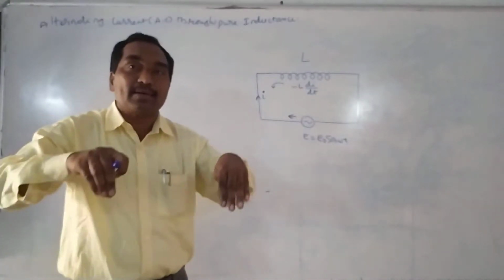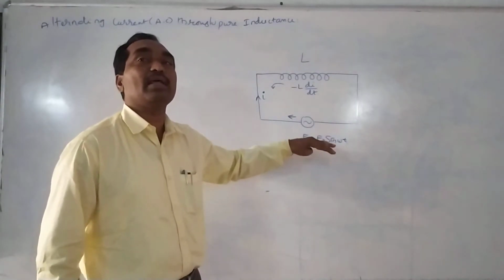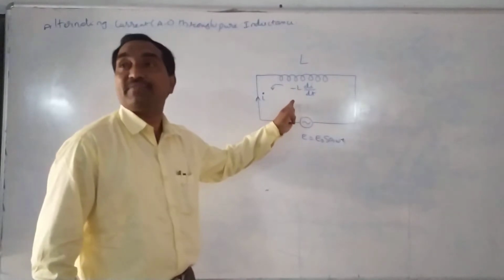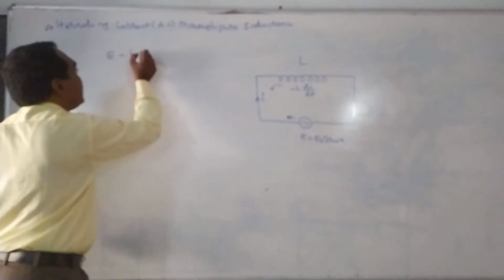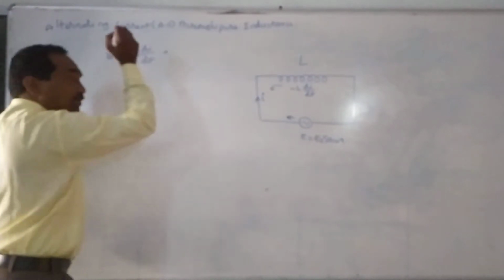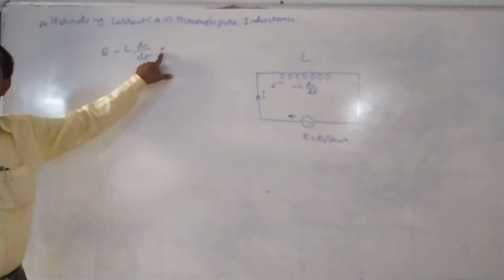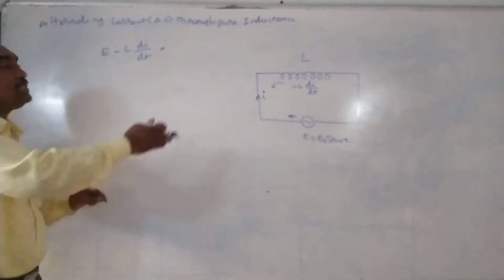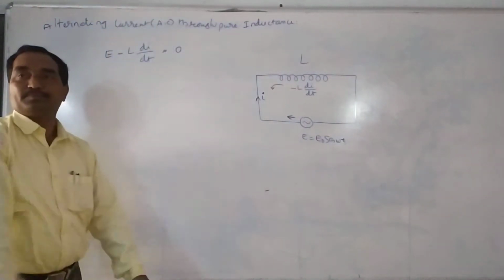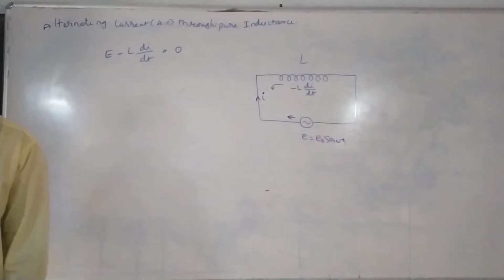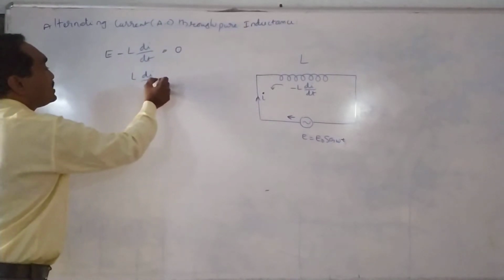Now, when we apply Kirchhoff's second law, what happens? According to Kirchhoff's second law, the algebraic sum of the total EMF, that is E and minus L into dI by dt, is equal to the algebraic sum of the potential differences across the resistance. There is no resistance in the circuit, so there is no potential difference. So E minus L into dI by dt is equal to 0. That is, L into dI by dt is equal to E.